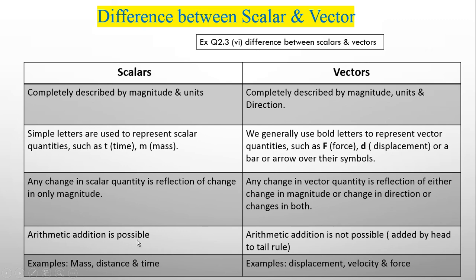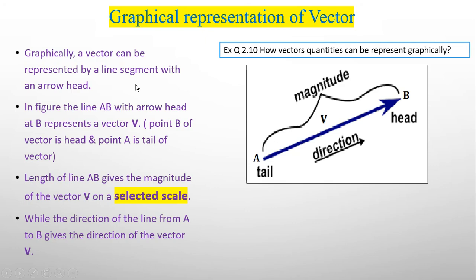Arithmetic addition is possible for scalars. Arithmetic addition means ordinary operations of mathematics. For vectors, arithmetic addition is not possible. They are added by the head to tail rule, which means vector algebra. Examples of scalars are mass, distance and time, and examples of vectors are displacement, velocity and force.